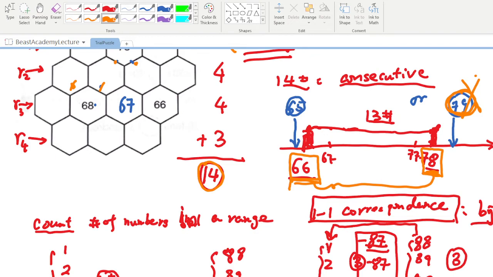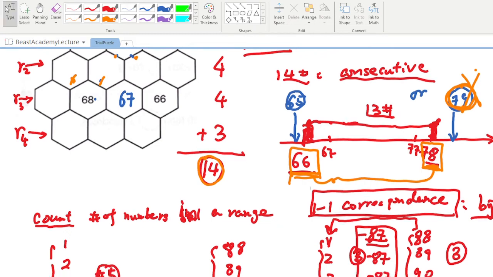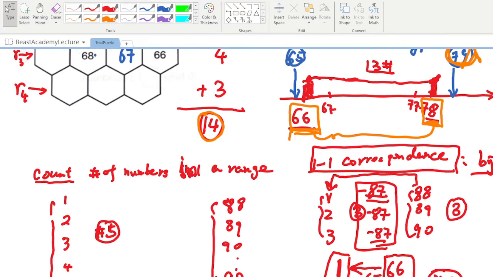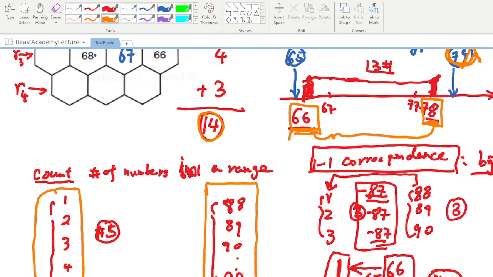From 66 to 78, how many positive integers are there? If you feel it's hard to count from 66 to 78, we introduce a one-to-one correspondence. The one-to-one correspondence means that for a range you find hard to count, we convert it into a range that we can easily count.